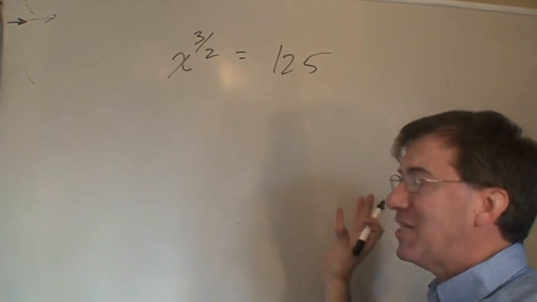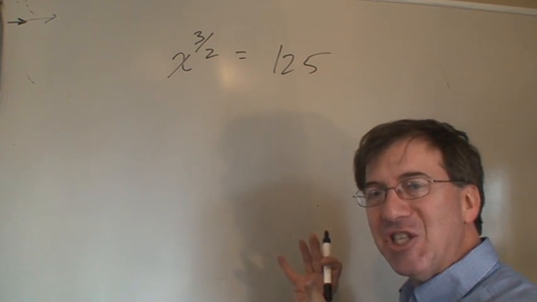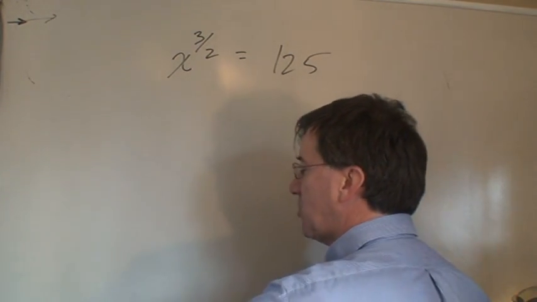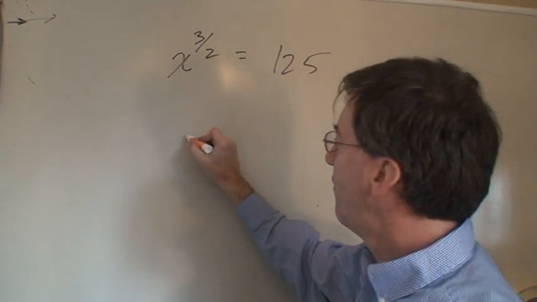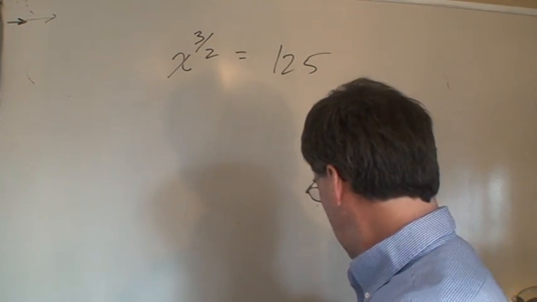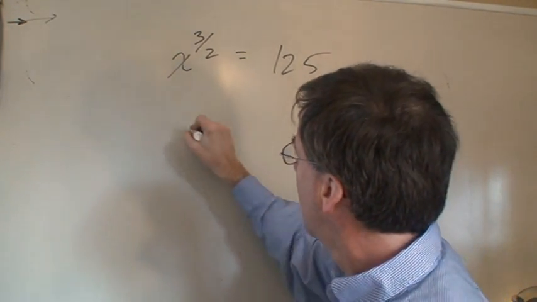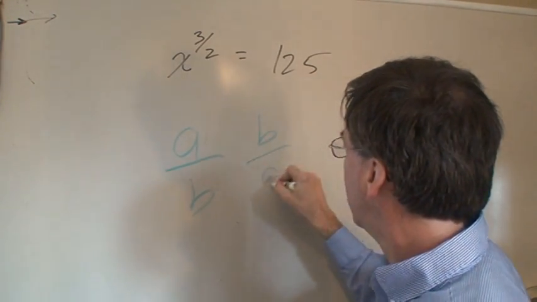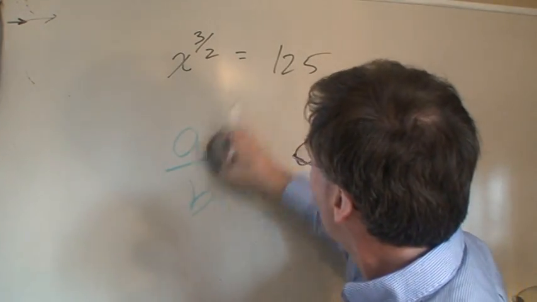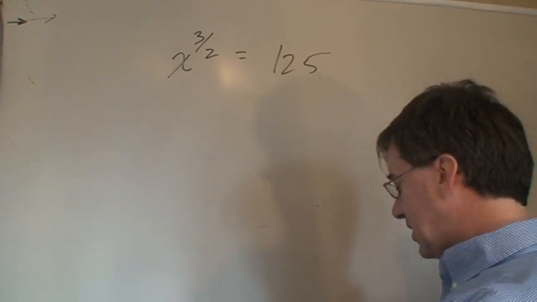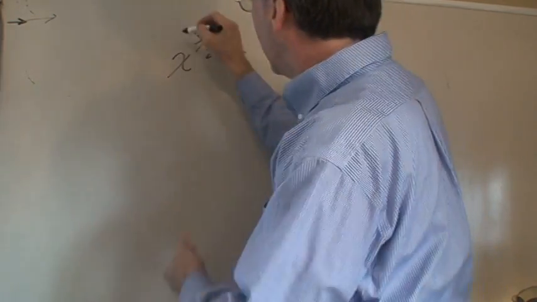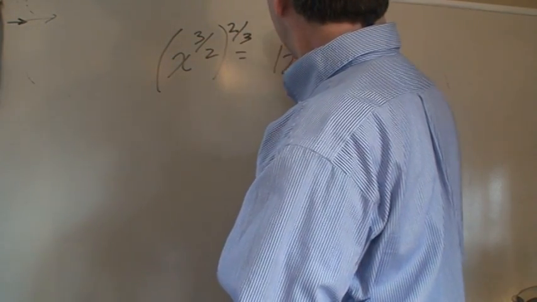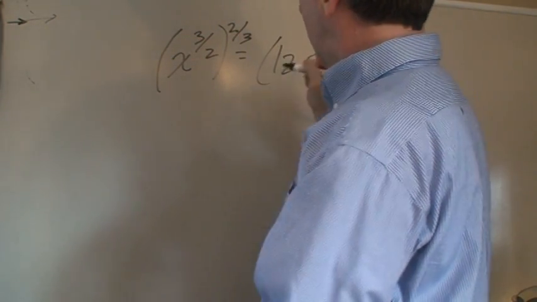When I have a situation like this, what I want to do is raise each side to the reciprocal of this exponent. And remember, just as a reminder, a reciprocal is just, if you have a over b, the reciprocal of a over b is b over a. So in this case, I'm going to raise each side to the 2/3 power. So instead of x to the 3/2, I've got x to the 3/2 to the 2/3. Then I'm going to raise 125 to the 2/3.